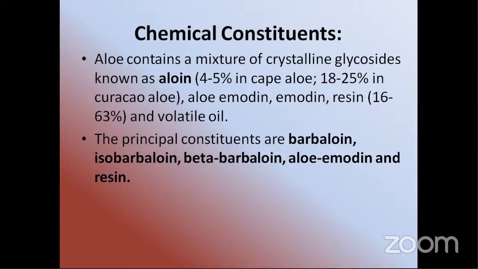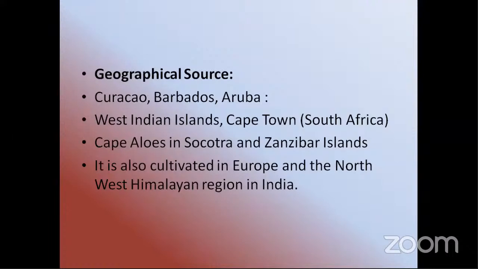Curaçao aloe and Cape aloe have a strong odor of iodoform and are intensely bitter in taste, and brownish black in color. The Cape aloe is dark brown in color and also has a bitter taste. The Socotrine aloe is brownish yellow in color and has an intensely bitter taste. The Zanzibar aloe is liver brown in color, with a very disagreeable odor and bitter taste. These are the main distinguishing characters of the different types of aloe.